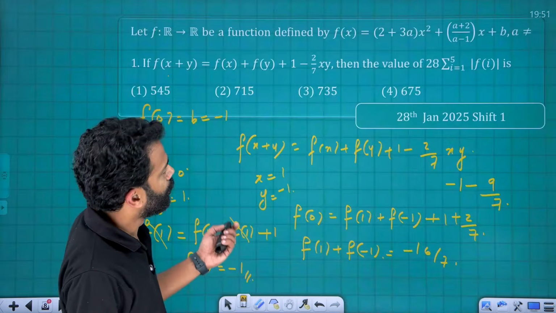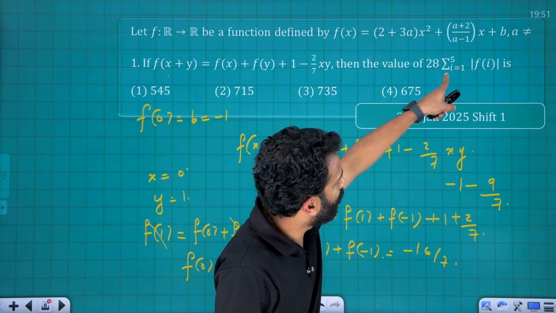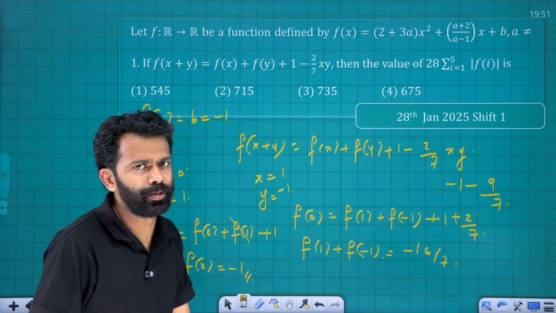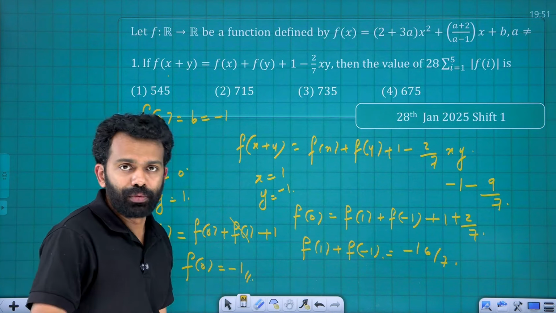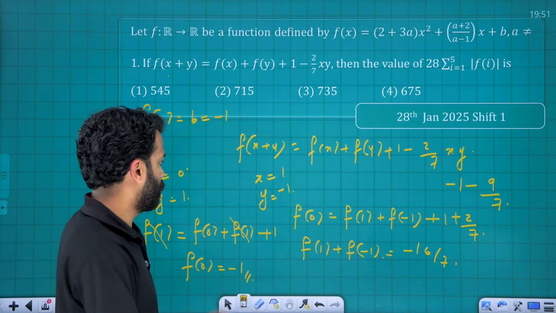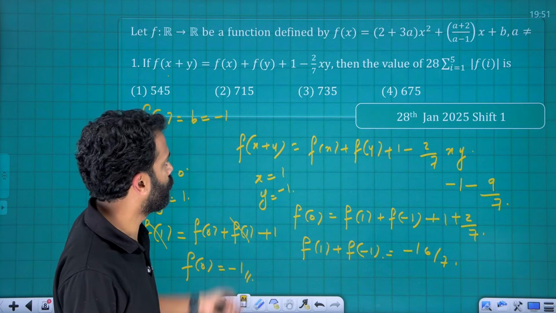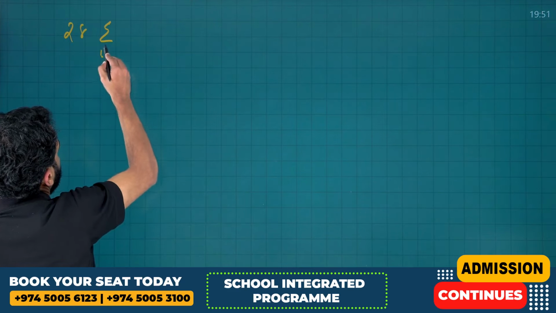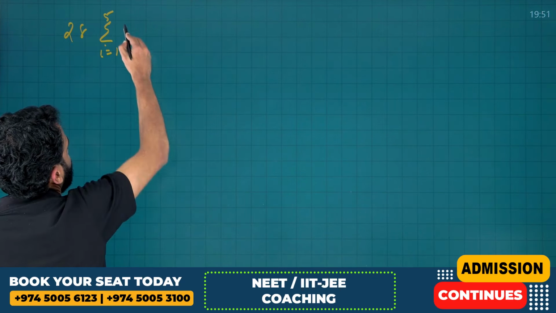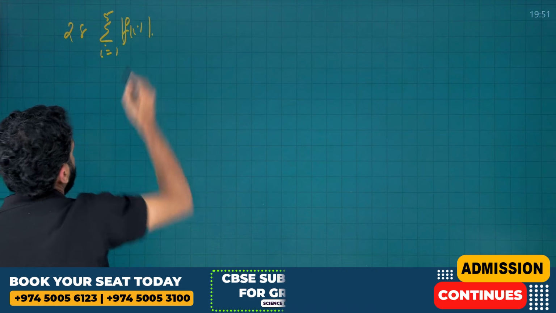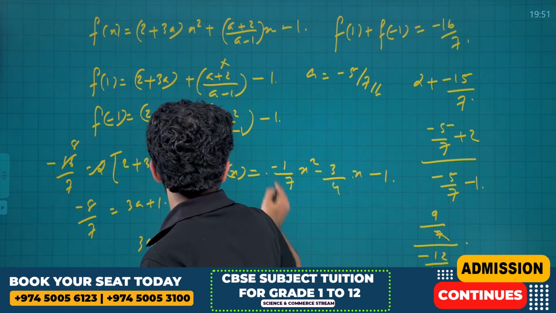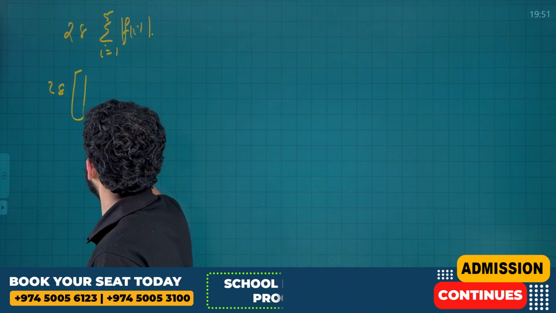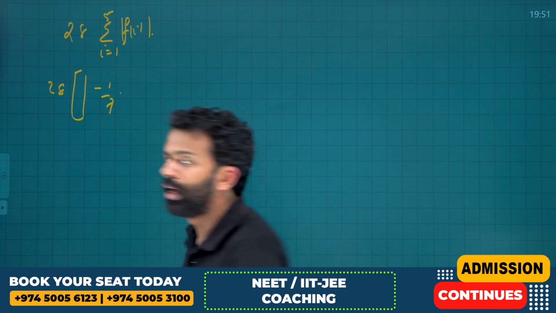Now we need to find 28 into modulus of, okay, the sum from i equal to 1 to 5 of modulus of f of i, right? How are you going to find that? We need to use the application from sequence and series, summation formulas, okay. We need to move to the next slide for that. That is 28 into the sum from i equal to 1 to 5 of modulus of f of i. What is f of x actually? Minus 1 by 7 into x square, that is 28 into modulus of minus 1 by 7 into x square, right?